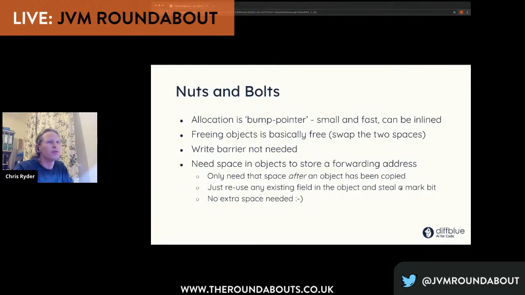So, nuts and bolts of this. The allocation is great. It's what's known as bump pointer allocation, and that's about the fastest method of doing allocation you can get. It's small code, it's fast, it can be inlined if you want. Freeing objects is basically free. Once you figure out what's dead, you just throw away the entire memory space or effectively overwrite it. You don't need a write barrier.